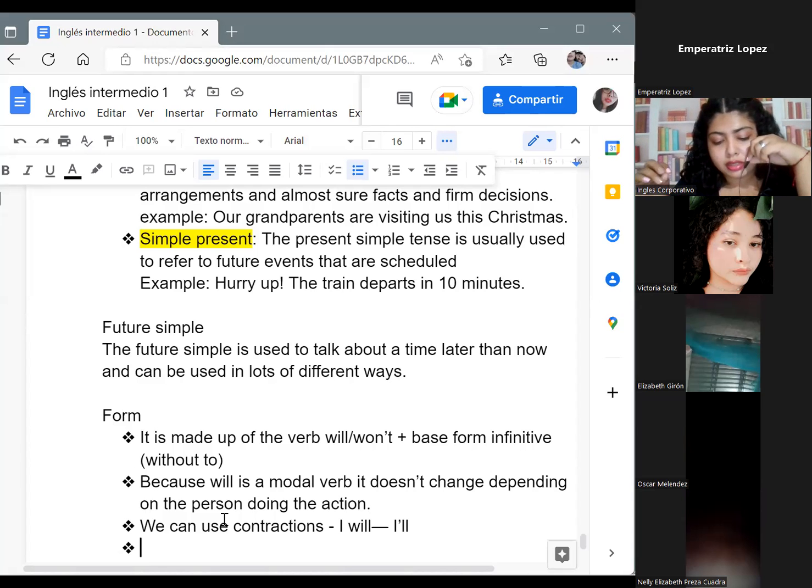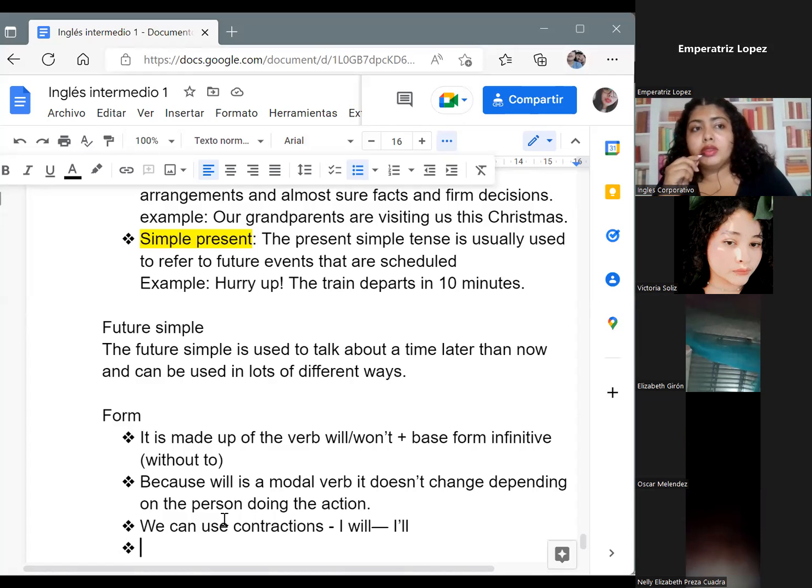But in this case, when you are using will not, it is in a more formal way. So in this case, it's more common to use will not when you are writing something. But when you are talking with someone, you can use won't. And it's very common in speech.